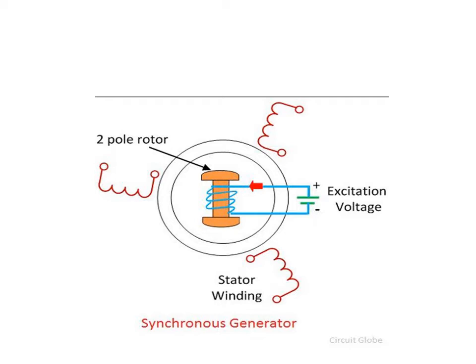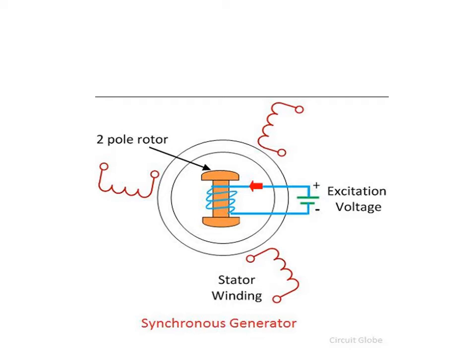Where do we need to supply the mechanical energy? Mechanical energy is supplied to the shaft, because it should rotate. The shaft should rotate, and along with the shaft the magnet should rotate. That rotational mechanical energy is supplied by some prime mover. It may be a steam turbine, water turbine, petrol engine, diesel motor or electric motor, which supplies the mechanical energy.